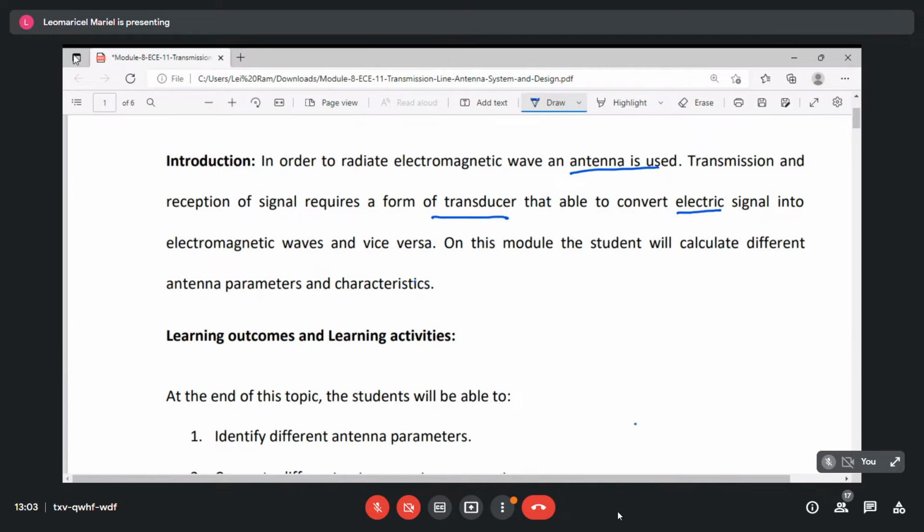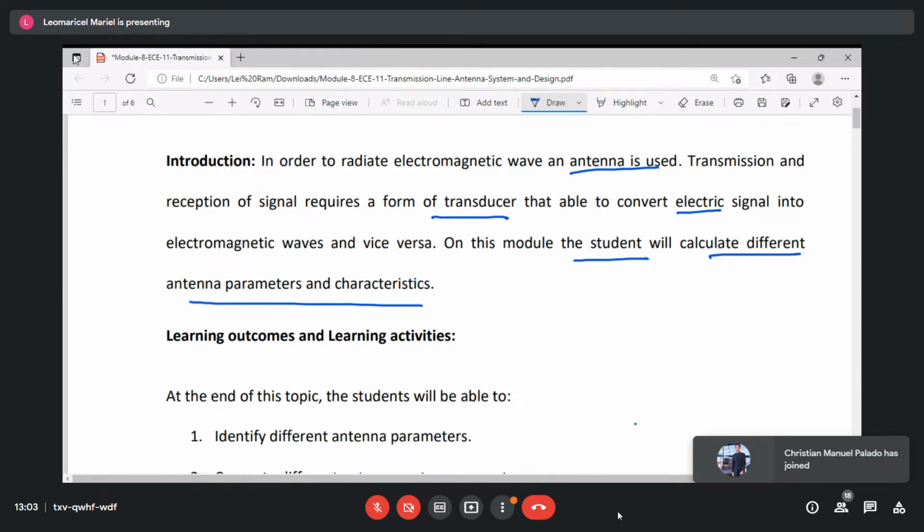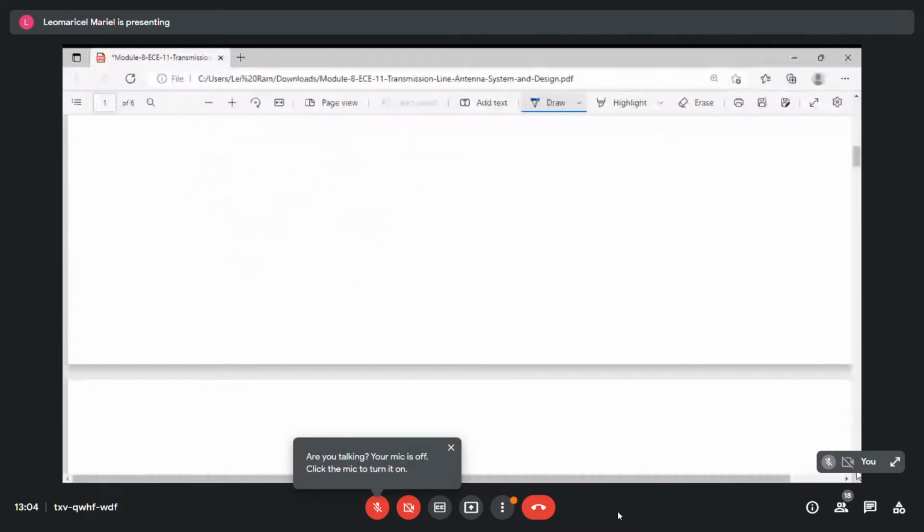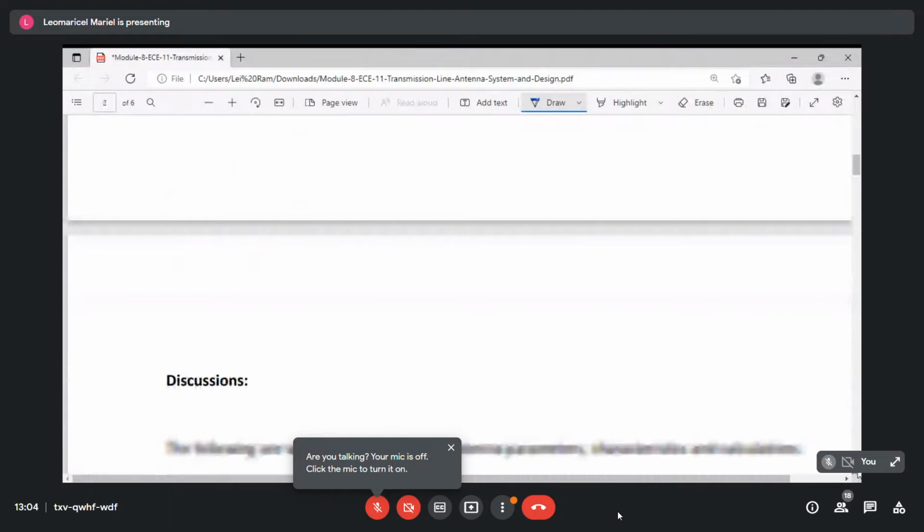And we all know that electromagnetic waves comprise two components, the electric field and the magnetic field vector. And in this particular module, the student will be able to understand and calculate different antenna parameters and characteristics. So basically, what we're going to discuss today are the calculations for the antenna parameters. Maraming calculations involved, but yung ganitong calculation, you have to learn it in preparation for your board examination.